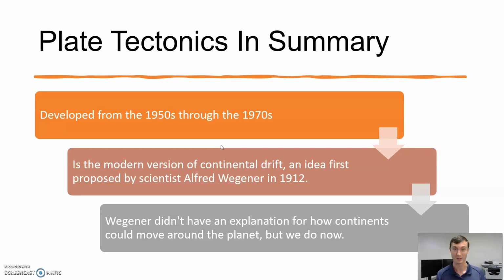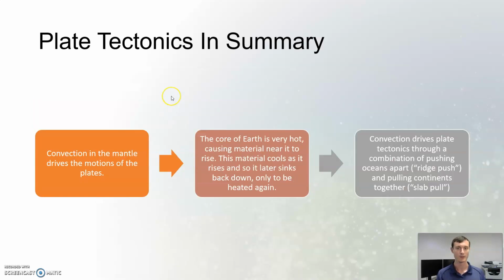Wegener did not have a full explanation for how and why the continents move, but this is something that has been established now. Convection in the mantle is primarily what drives plate tectonics. The core of the Earth is very hot, so material near it comes up. As the material comes up, it cools, moves outwards, and then later comes back down, part of the conveyor belt motion which drives plate motion. There are two main aspects of this plate motion. We'll talk about the ridge push, as the oceans are spreading apart at the mid-ocean ridges, and we'll talk about slab pull at the trenches as the old cold crust is pulled back into the Earth on the downward part of the conveyor belt.